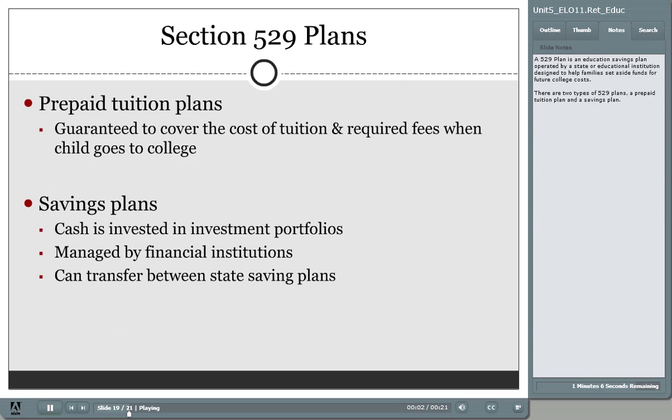A 529 plan is an education savings plan operated by a state or educational institution designed to help families set aside funds for future college costs. There are 2 types of 529 plans: a prepaid tuition plan and a savings plan.